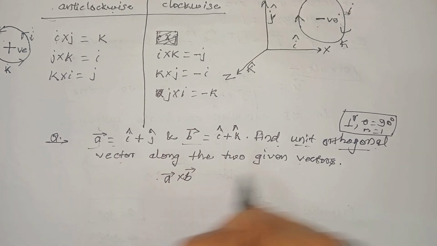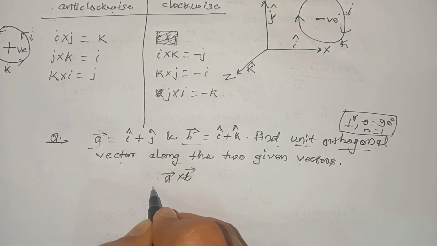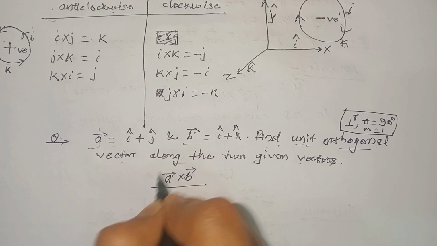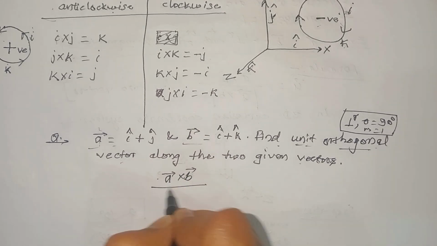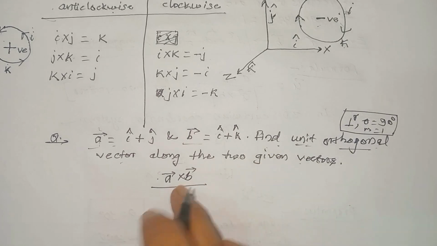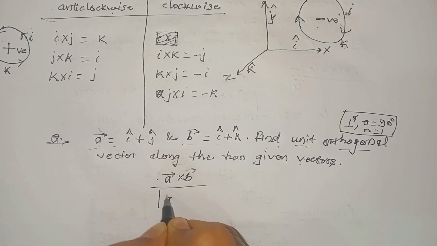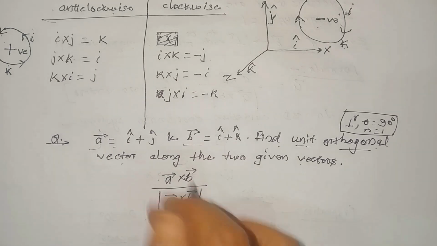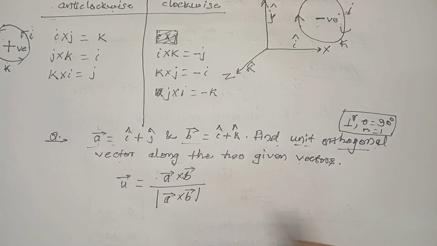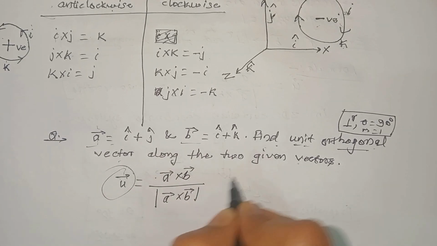Then to make the magnitude 1, we simply divide by its magnitude, the magnitude of the same vector. This a cross b is also a vector, so it is also called the vector product, and we divide it by its magnitude. The formula we have already studied. We have to find this vector u equals this. This is the desired result.